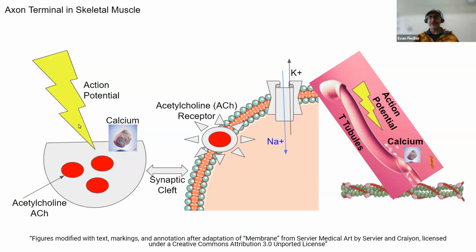Action potential traveling down an axon reaches the axon terminal. Calcium flows in. Acetylcholine is released from the vesicles, travels across the synaptic cleft, binds to receptors. Channel opens. Sodium flows into the cell, potassium flows out. This further propagates the action potential down the T tubules, which is an extension from the cell, the sarcolemma, from that membrane. And then calcium is released from the terminal cisternae of the T tubules.